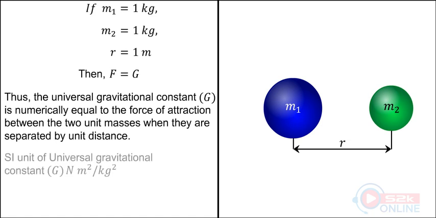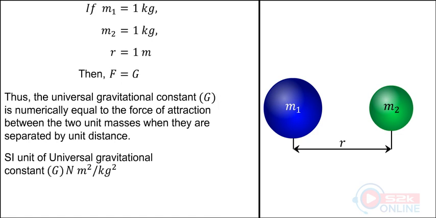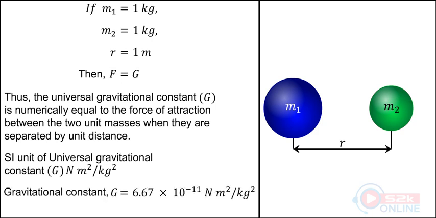The SI unit of gravitational constant is Newton meter squared per kilogram squared. The precise value of G was determined experimentally by Lord Henry Cavendish after Newton's death. The value of the universal gravitational constant is 6.67 times 10 to the power of minus 11 Newton meter squared per kilogram squared.